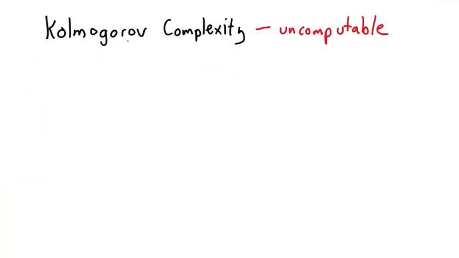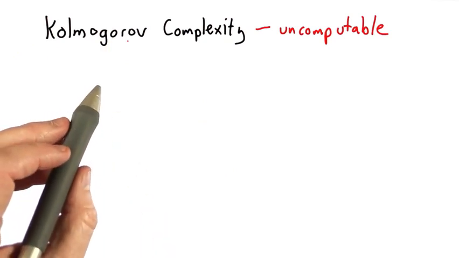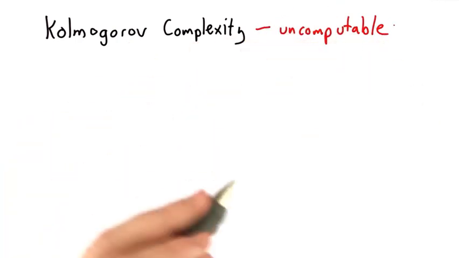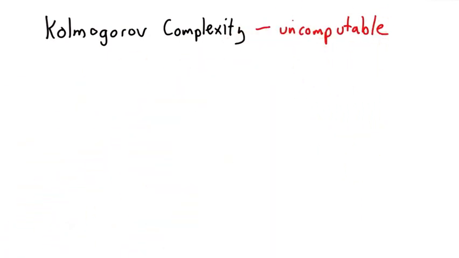So Kolmogorov complexity gives us an interesting way to think about randomness. It's certainly a useful notion in many areas of computer science, but it's not going to give us a practical way to tell if a sequence is random. It won't even give us a theoretical way to do that because it's uncomputable.